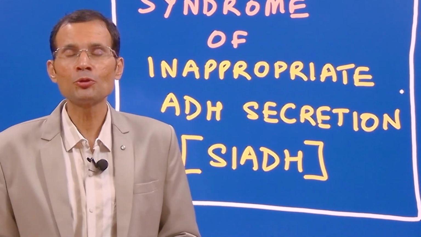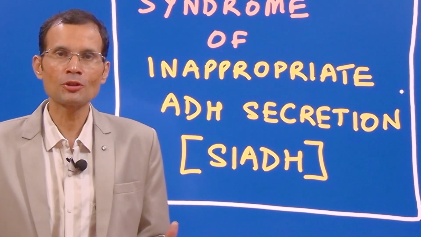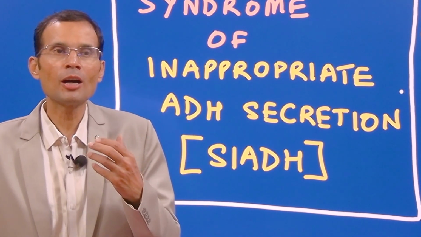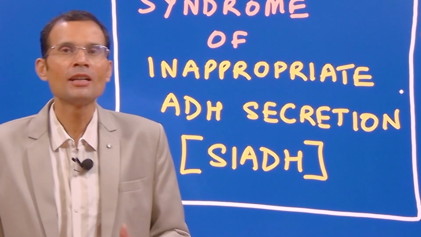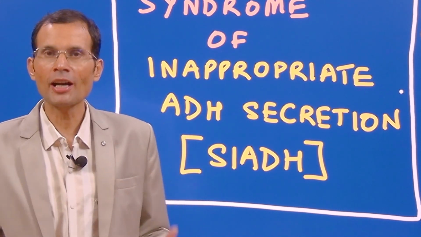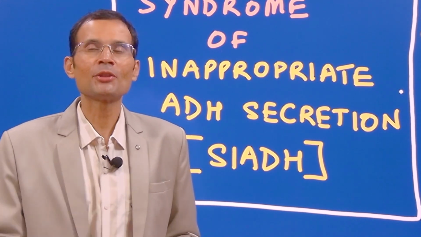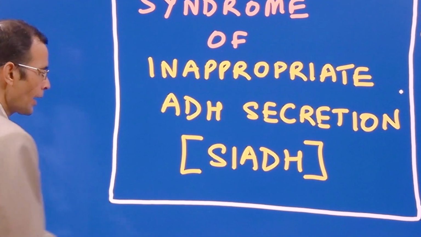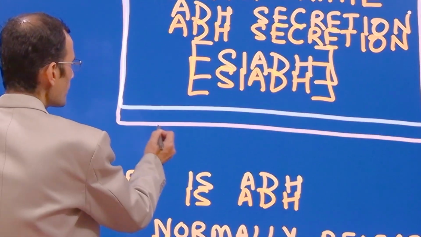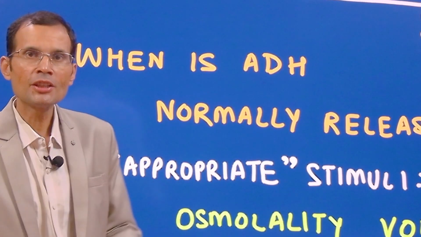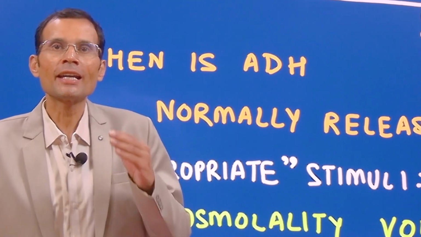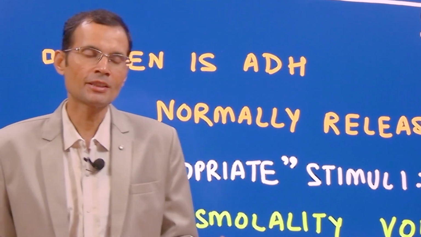And as usual, I'll be talking about the pathophysiology and also be adding some physio plus points which are exclusive, which you can write and score heavily in your exams. So let's begin and first start from the basics. The condition is syndrome of inappropriate ADH secretion.